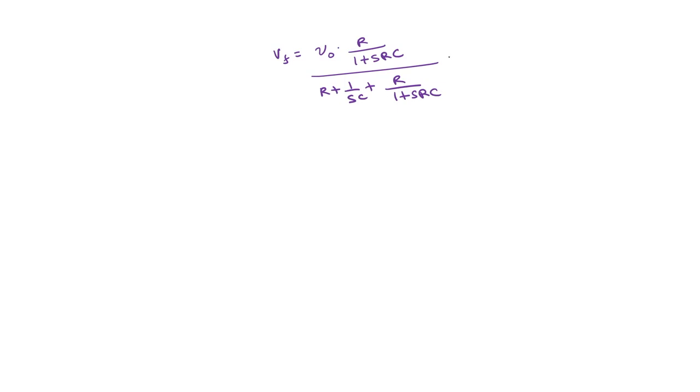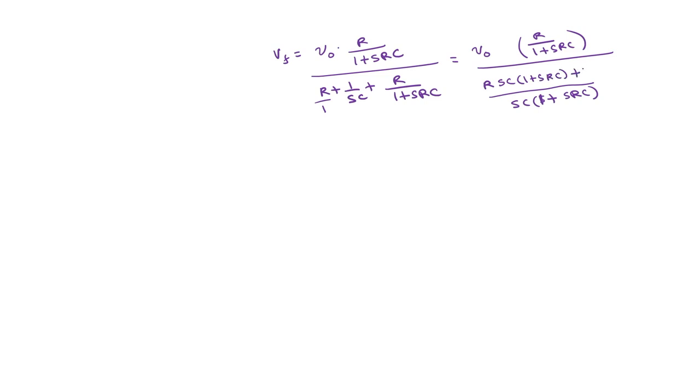Okay. So if I take again LCM as 1 plus SRC into SC, what will be this? This is equal to V naught into R by 1 plus SRC divided by, here the denominator is SC into 1 plus SRC, is LCM. So this will be R into R by 1. So we will get both the terms, SC into 1 plus SRC plus 1, here SC is there, so it will get 1 plus SRC, 1 into 1 plus SRC plus R, 1 plus SRC is there, so we will get SC.